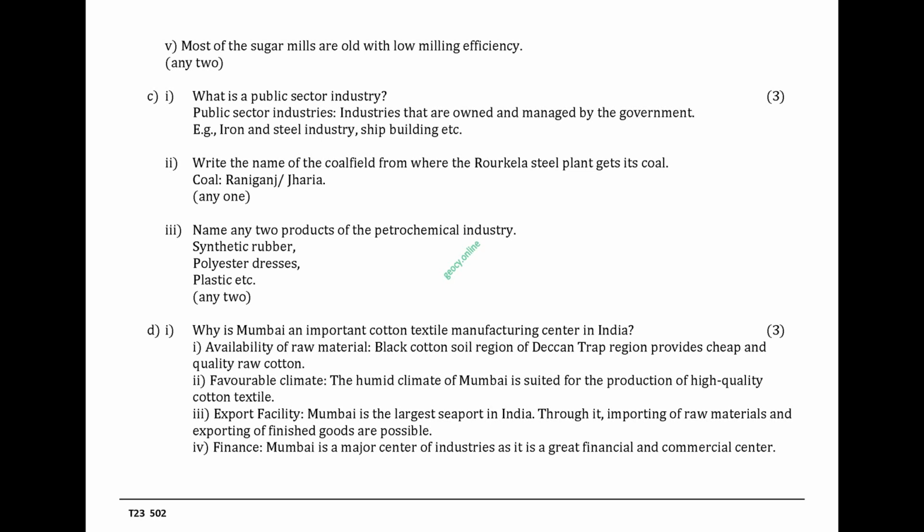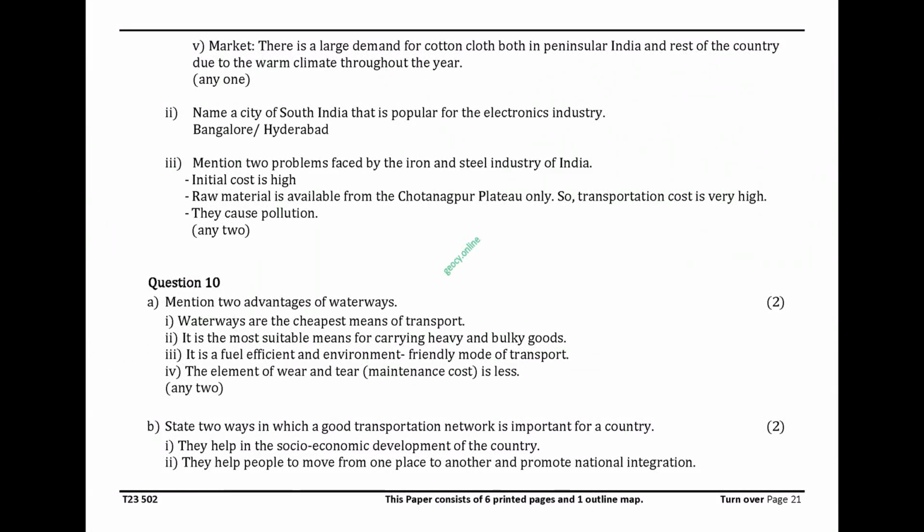Export facility: Mumbai is the largest seaport in India. Through it, importing of raw materials and exporting of finished goods are possible. Finance: Mumbai is a major centre of industries as it is a great financial and commercial centre. Market: there is a large demand for cotton cloth both in peninsular India and rest of the country due to the warm climate throughout the year. Any one. Name a city of South India that is popular for the electronics industry.